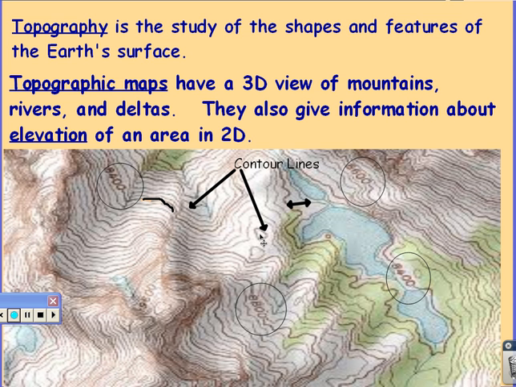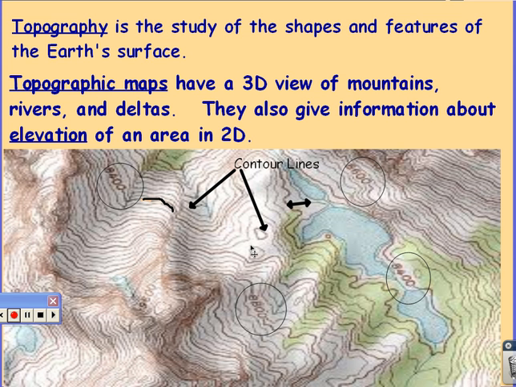Now, if you see the difference between here and here, that's the contour line interval. The closer the interval, like over here, the steeper the slope. The larger the interval, like here, the gentler the slope.